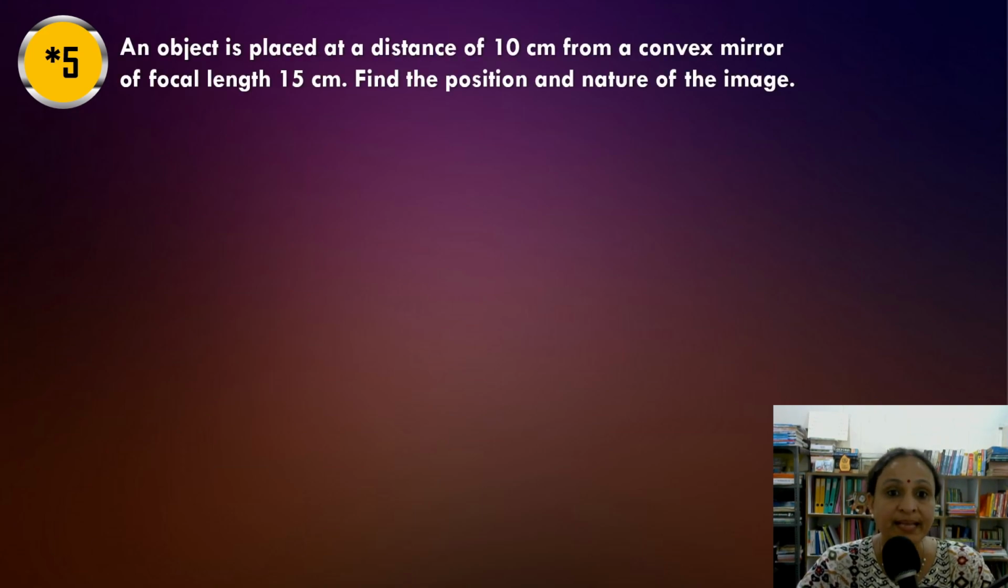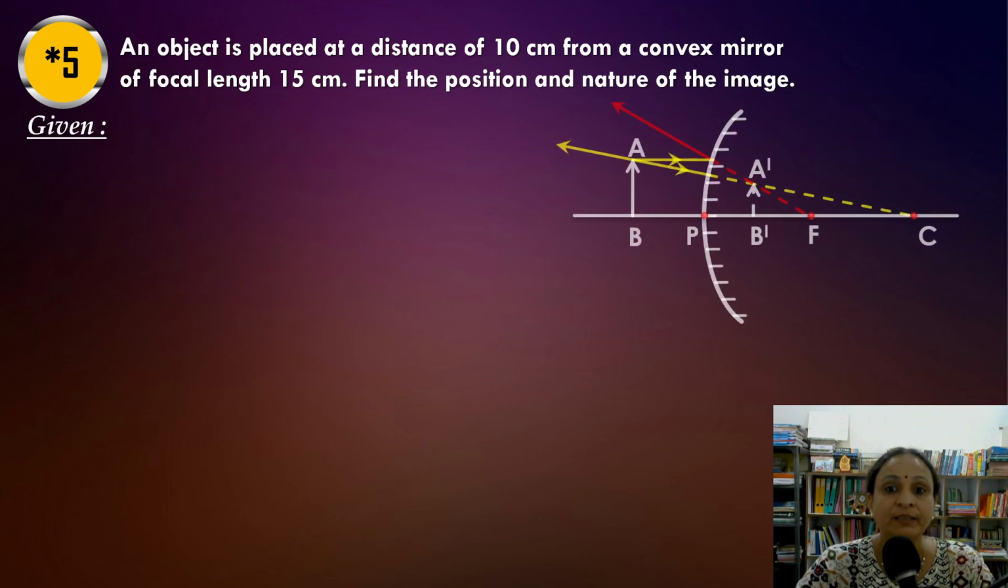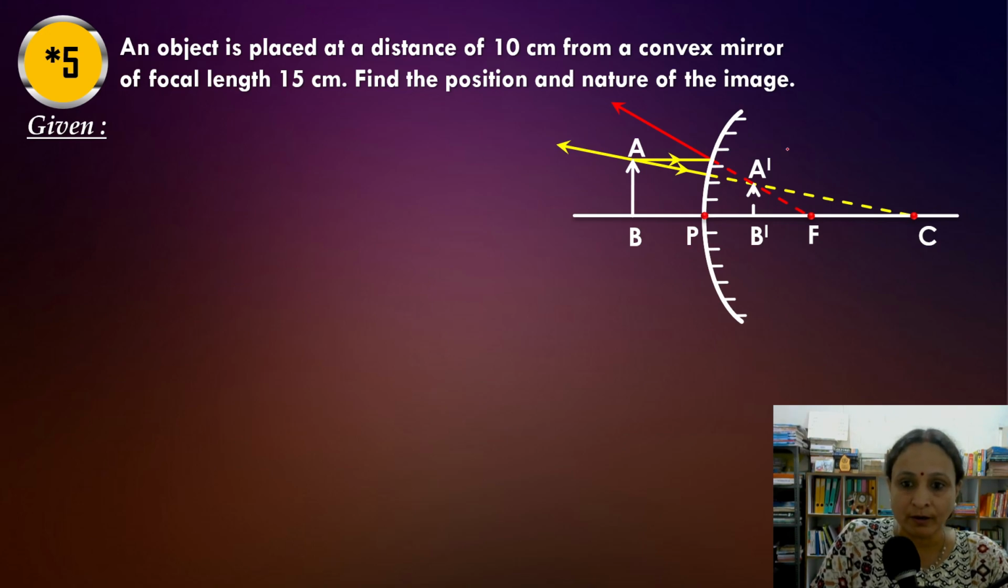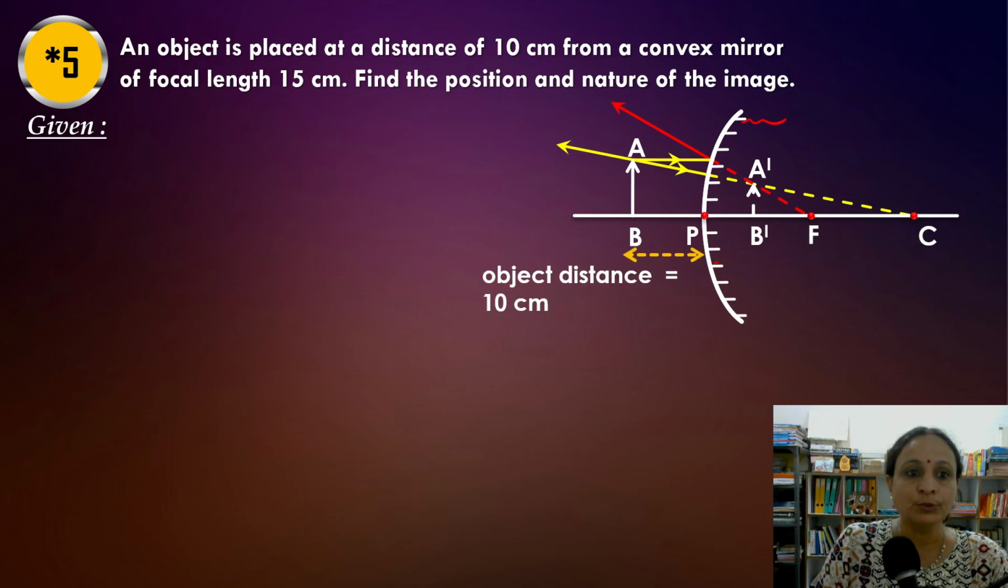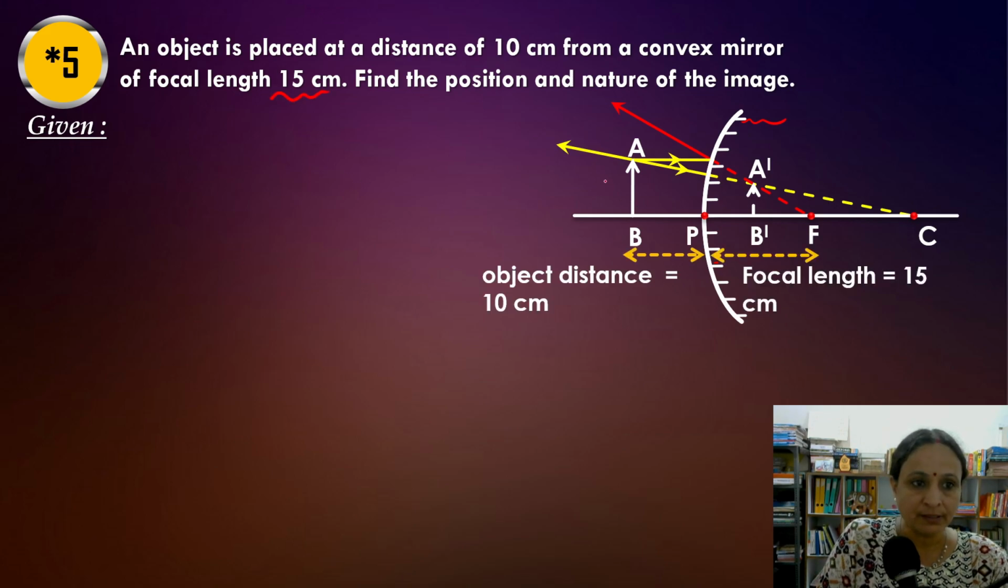An object is placed at a distance of 10 centimeters from a convex mirror, focal length 15. Find the position and the nature of the image. Okay. Now you got this. There is a convex mirror. The focal length is equal to 15 centimeters. The object is placed 10 centimeters in front of the mirror. You are supposed to find out the nature of the image and also the position of the image. Where and how is it forming?